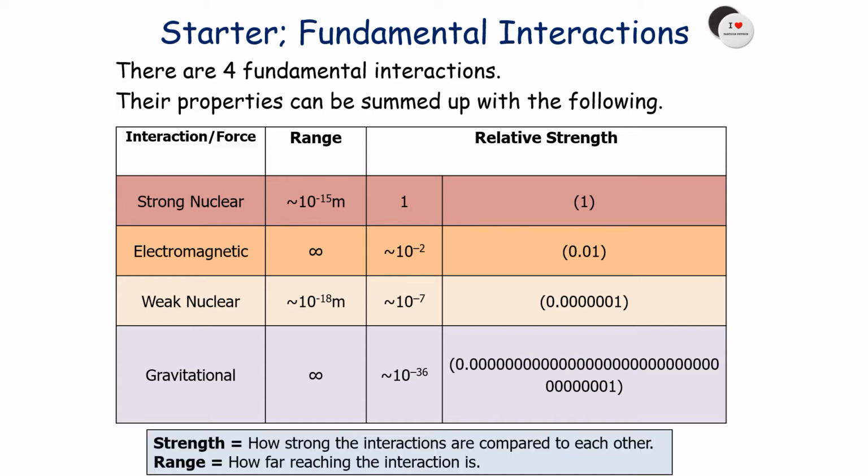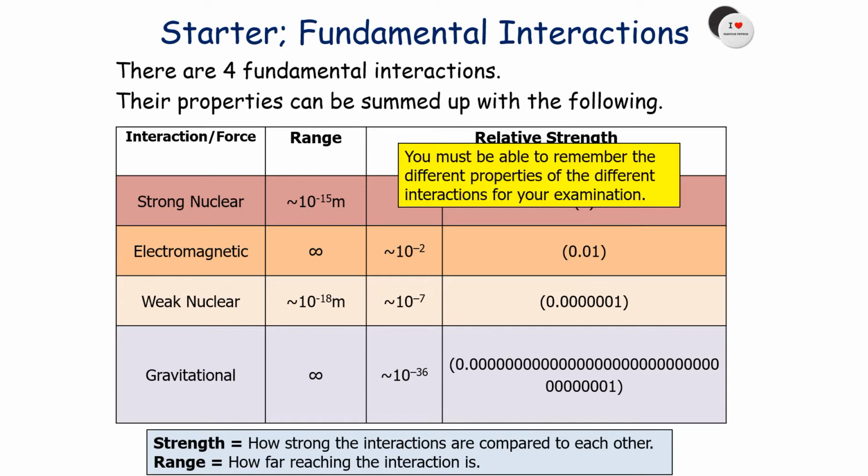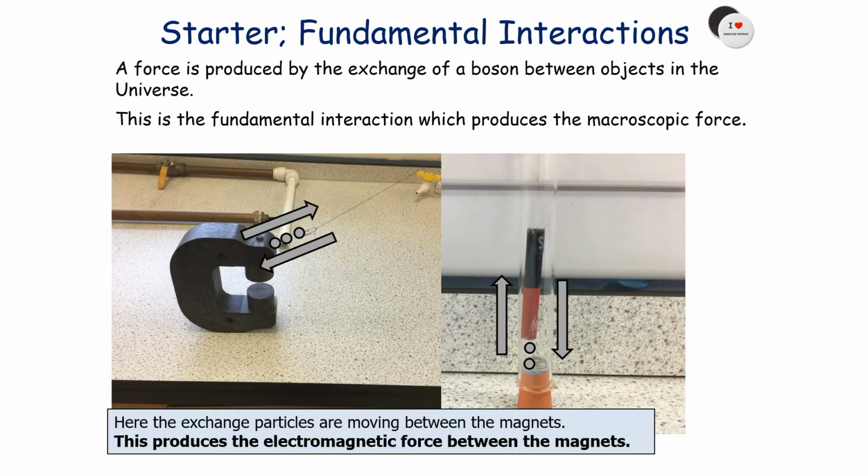Now it's important to note that the strength is how strong the interactions are compared to each other, and the range is how far reaching the interaction is. You've got to be able to remember the different properties of the different types of interactions for your exams. Now it's important to note that an interaction is produced by an exchange of bosons between objects in the universe. So this is a fundamental interaction which produces the macroscopic idea of a force.